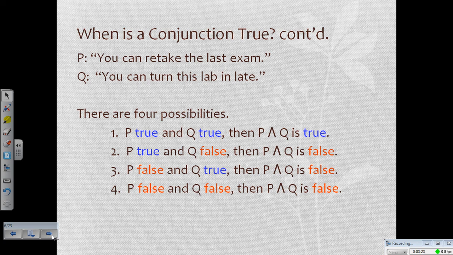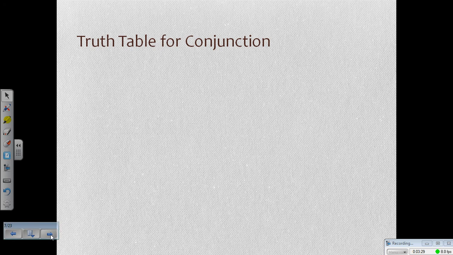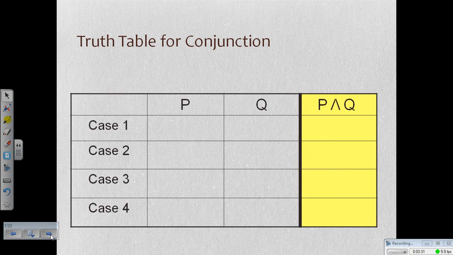For conjunction, an and statement, this little upside down V means and, both of them have to be true. So for P and Q, for that compound statement to be true, both pieces, both P and Q, have to be true. So that first case is the only one that's ever going to be true, and the next 3 are going to be false.